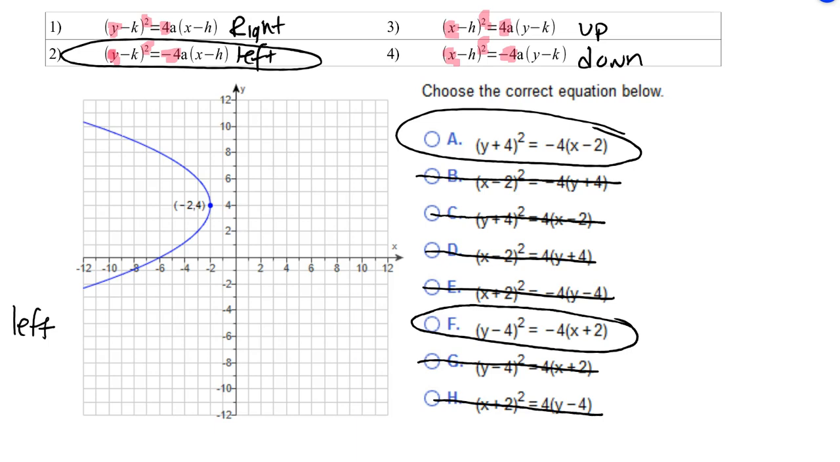So then I'm going to take a look at the vertex. The vertex is (negative 2, 4), and we've got our h and k here, and we need it to be (negative 2, 4). So that's going to be this one right here.